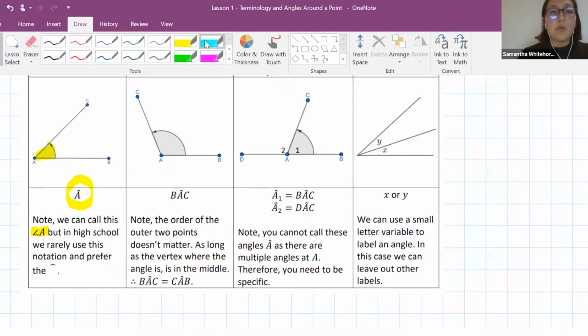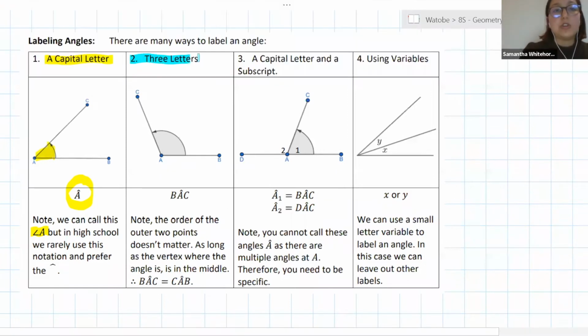Sometimes we use that, but more often than not, we actually use way two, which is using three letters. Now the order in which these letters go doesn't matter. What is important is that the letter in the middle represents where the angle is. So here in our diagram, we can see that we've got an angle at vertex A. We can see that the hat is on top of the letter A, and that that angle is created between two arms, AB and AC.